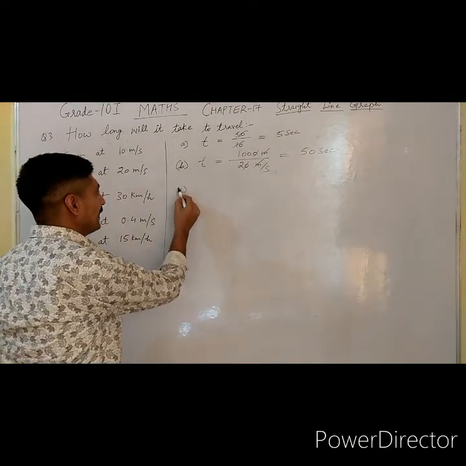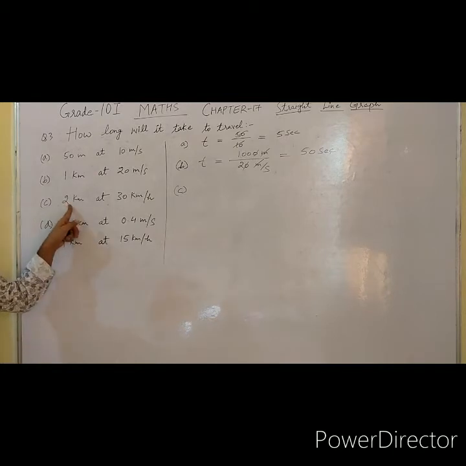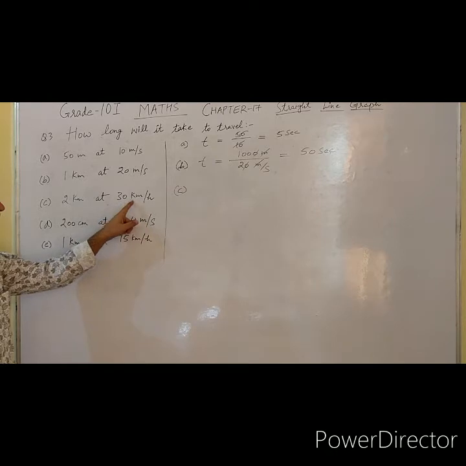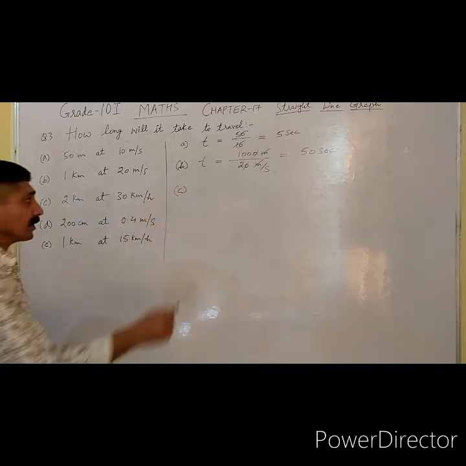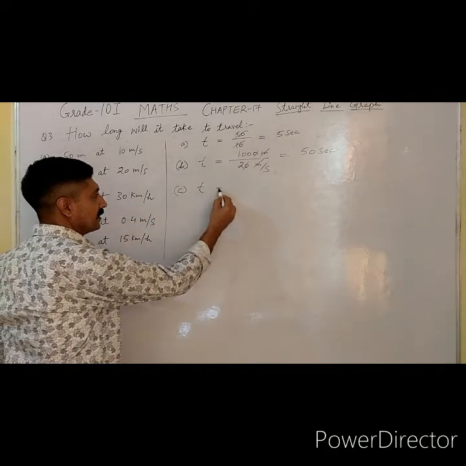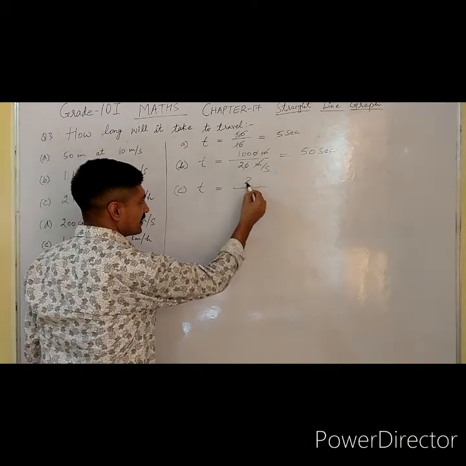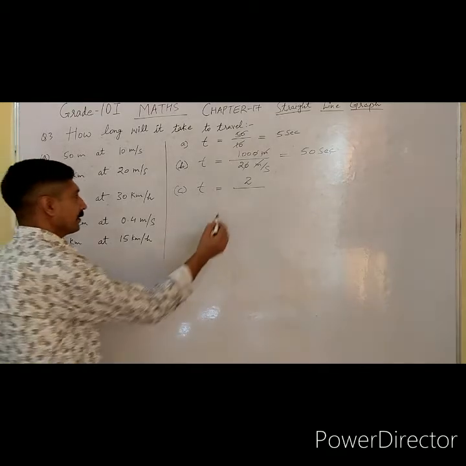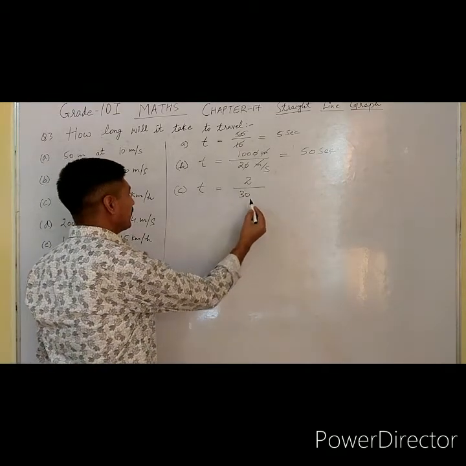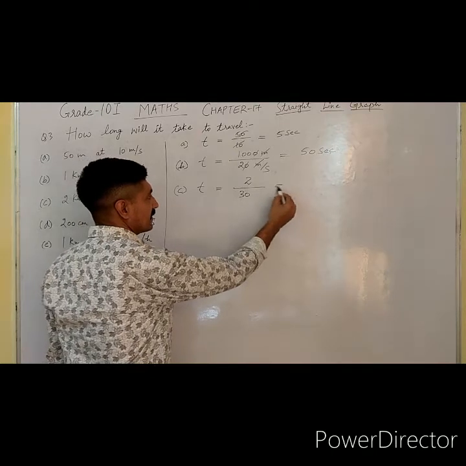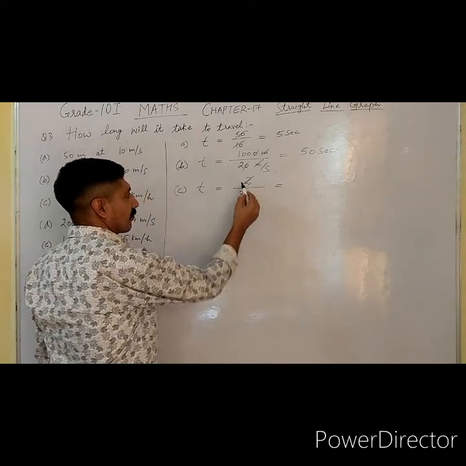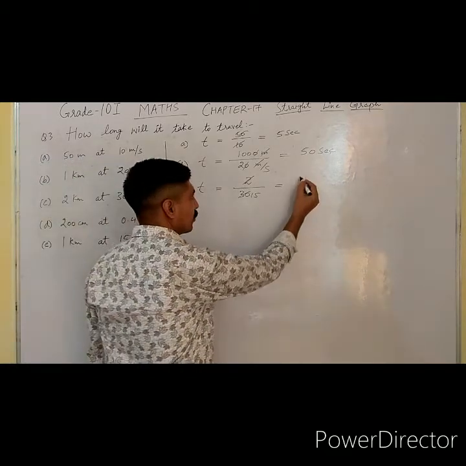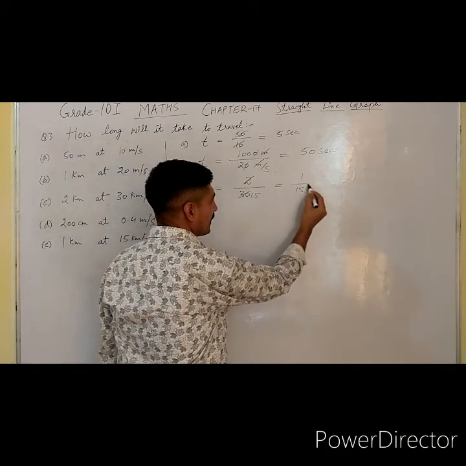Now the next part, here 2 kilometers at the speed of 30 km per hour. So again the time taken is equal to the distance, that is 2 km, upon 30 km per hour. So here it is 1 upon 15 hours.